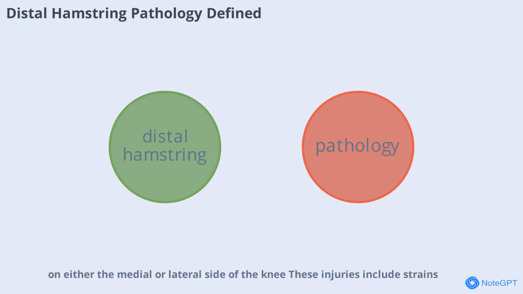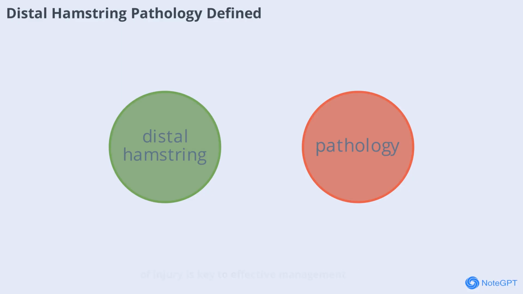These injuries include strains, avulsions, and chronic conditions like snapping tendons or bursitis. Because they are less common, there's less research and fewer established treatment protocols for these injuries. Recognizing the specific location and type of injury is key to effective management.